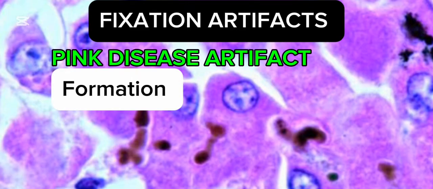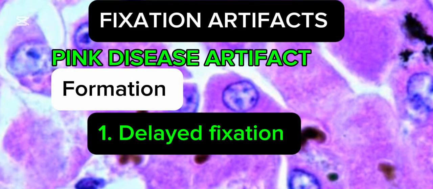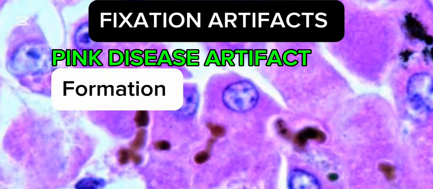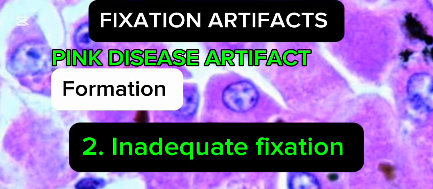Formation process: one, it will be formed when there is delayed fixation. So tissues not promptly fixed after collection begin to undergo autolysis, which is self-digestion by enzymes. This leads to protein degradation and structural breakdown. Number two, inadequate fixation penetration. So if the fixative does not adequately penetrate tissue, certain areas remain underfixed or unfixed, allowing degradation to continue.